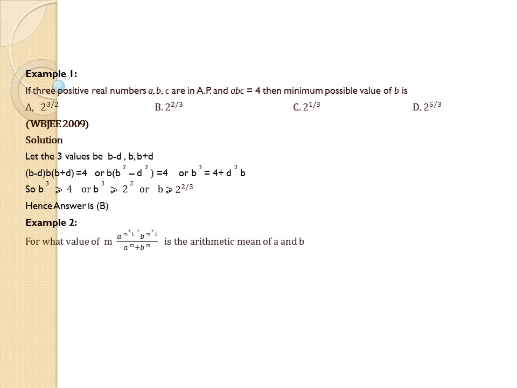Next example, let us take: for what value of m is (a^(m+1) + b^(m+1)) divided by (a^m + b^m) the arithmetic mean of a and b? This problem has been solved in many ways in different books like NCERT, etc. But I have taken the shortest and simplest way, because in the joint entrance this problem will give you only 1 mark, so there is no point of doing this for a longer period of time.